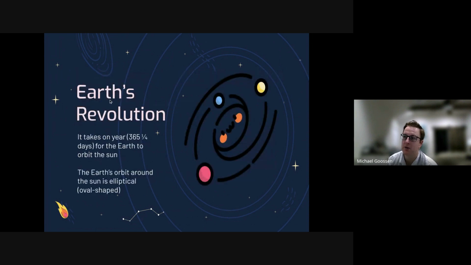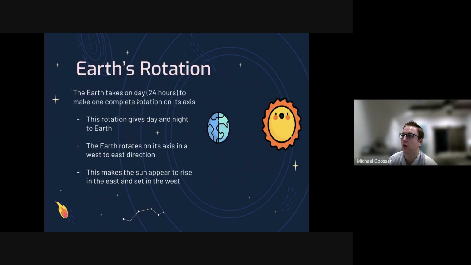So remember those time periods. Earth's revolution takes 365 days or 1 year for Earth to revolve around the sun. The Earth's rotation takes 1 day or 24 hours. Okay, that rotation gives us day and night, and Earth rotates on its axis in a west to east direction, which makes it look like the sun is rising in the east and setting in the west. Okay, so that's our view on Earth.